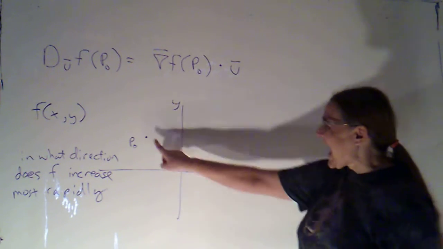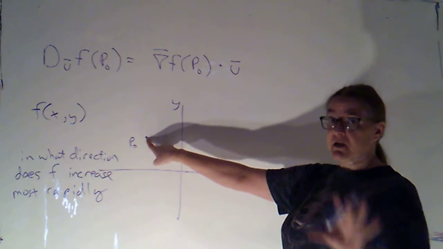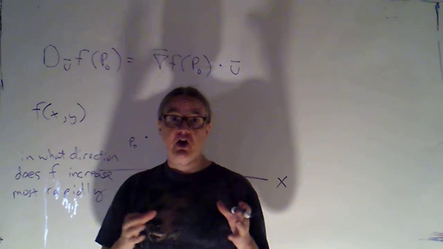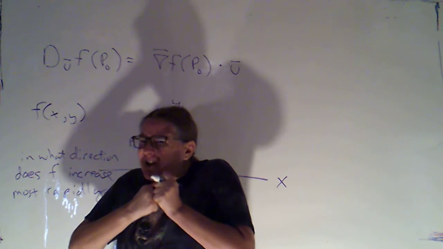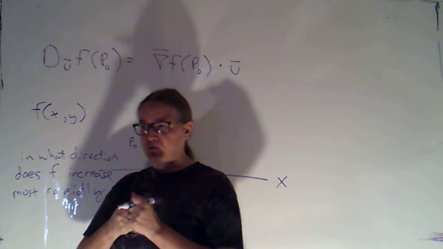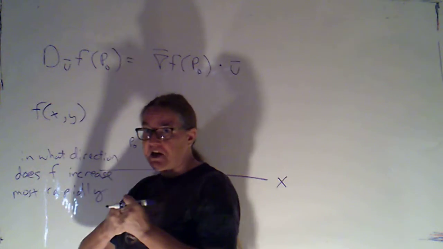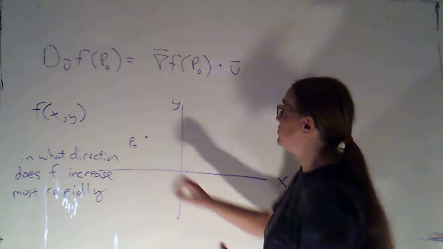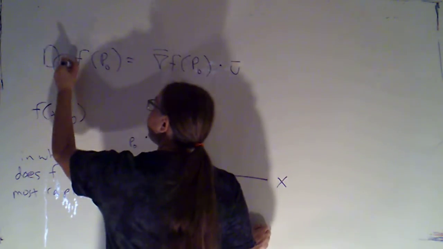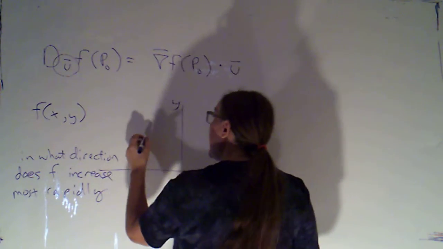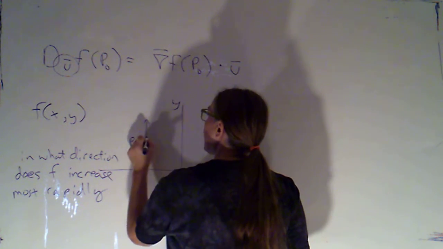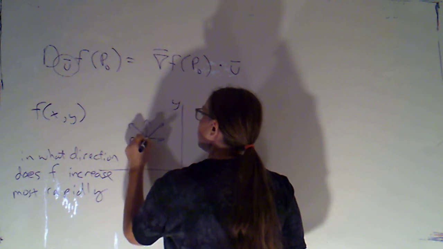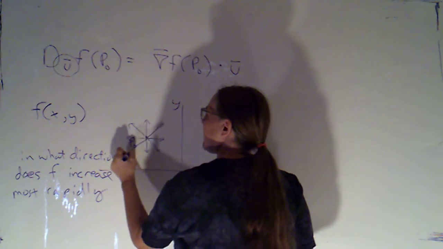In other words, I'm here. I want to move away from here, but I'm trying to figure out in what direction to go. So right now, my position isn't changing because I'm in planning mode. I'm trying to figure out where I should go. So the function isn't changing, the point isn't changing. What I'm looking at is varying u. In what direction should I go in order to have my temperature increase the most rapidly?